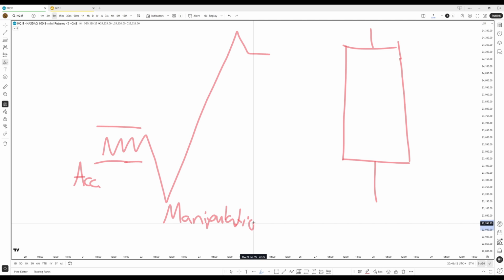Manipulation, right? So why is it called the manipulation? Because, yeah, it's manipulating price to take the accumulated money on the table. So they hold price in a range, right? The market makers, they move price in a range. They accumulate orders up and down here. So then they manipulate the price.